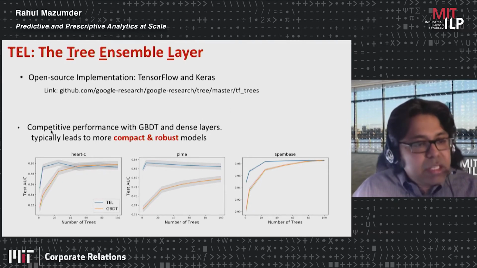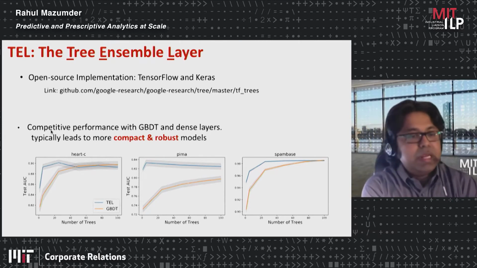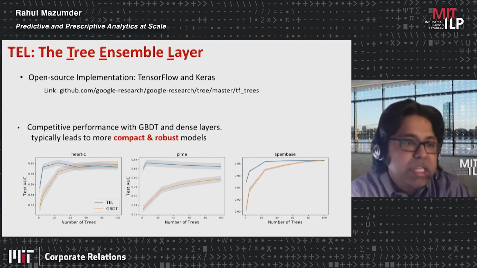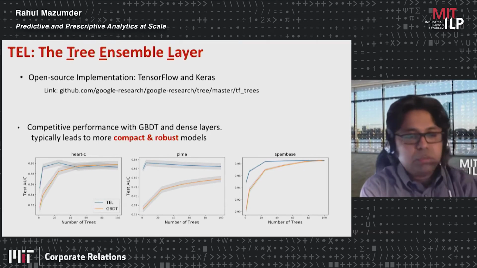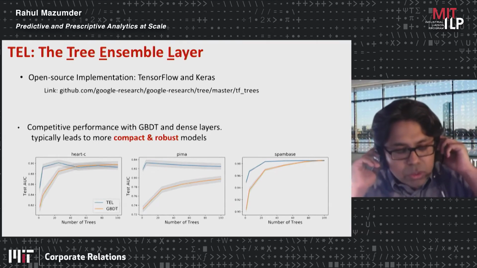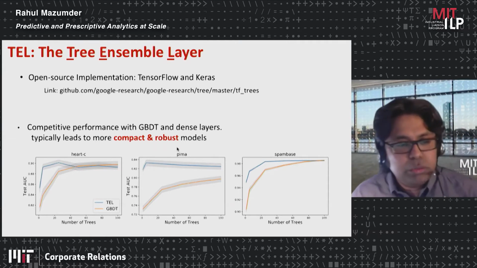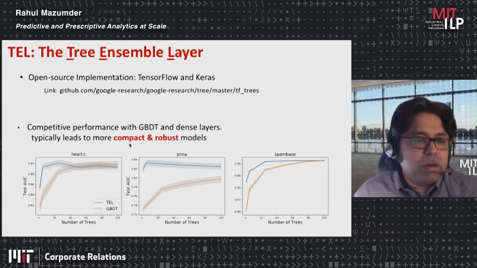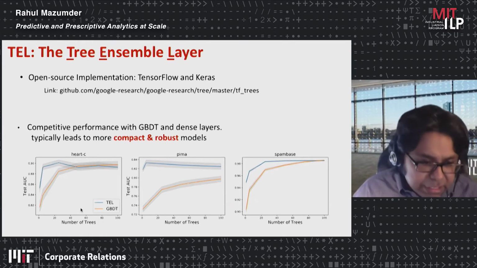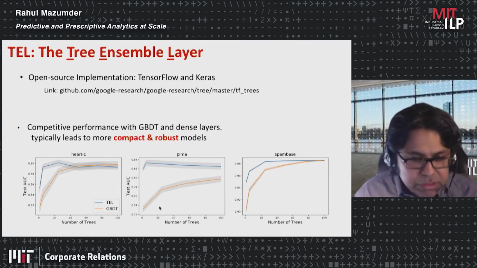And in a nutshell, I'd like to highlight what we actually gain if we use tree ensemble layers along with a neural network. So we gain mainly in terms of model compactness and robustness. All right, so what does model compactness mean? So basically, let's illustrate this in the context of decision trees.